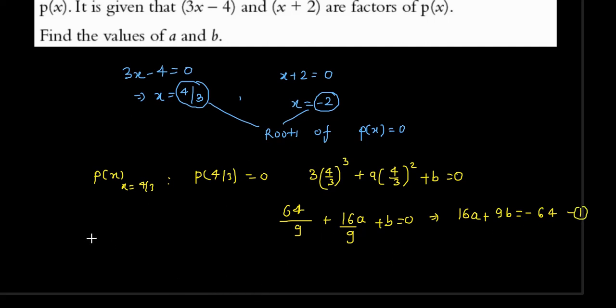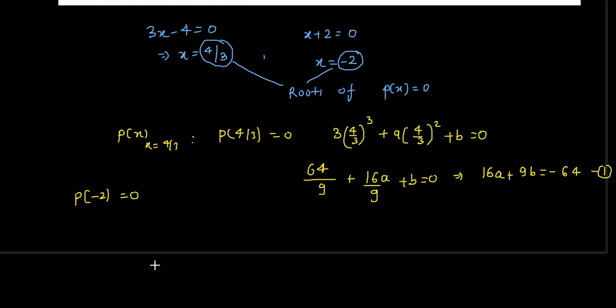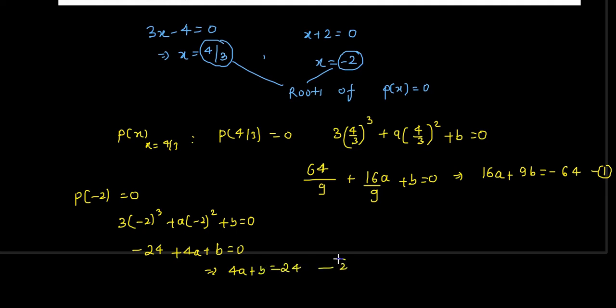Now by putting x equal to minus 2, I will find out p(minus 2) equal to 0. That means 3 of minus 2 cube plus a times of minus 2 square plus b. This also has to be equal to 0. So this minus 2 cube is minus 8 into 3 is minus 24. This is plus 4a plus b equal to 0, or 4a plus b is equal to 24. This is your equation number 2.